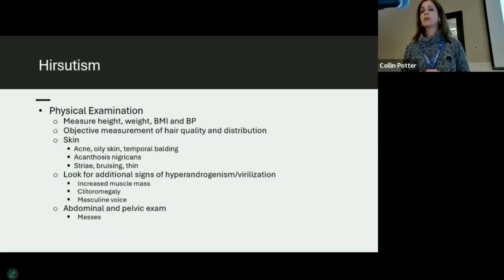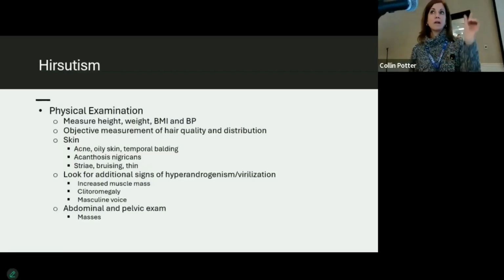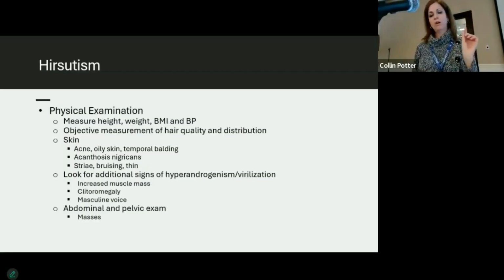And then the rest of their skin is important too, as far as acne or oily skin or other patterns of hair loss. And then things like acanthosis nigricans, thinking about insulin resistance, things like striae, bruising or thin skin, thinking of Cushing's. And like I said, tumors, you don't want to forget that, even though it was such a small little wedge there.